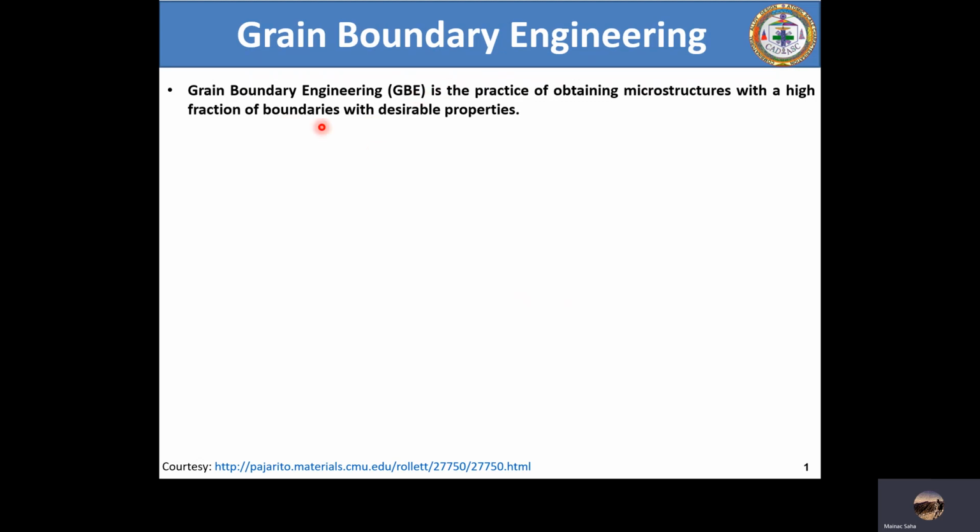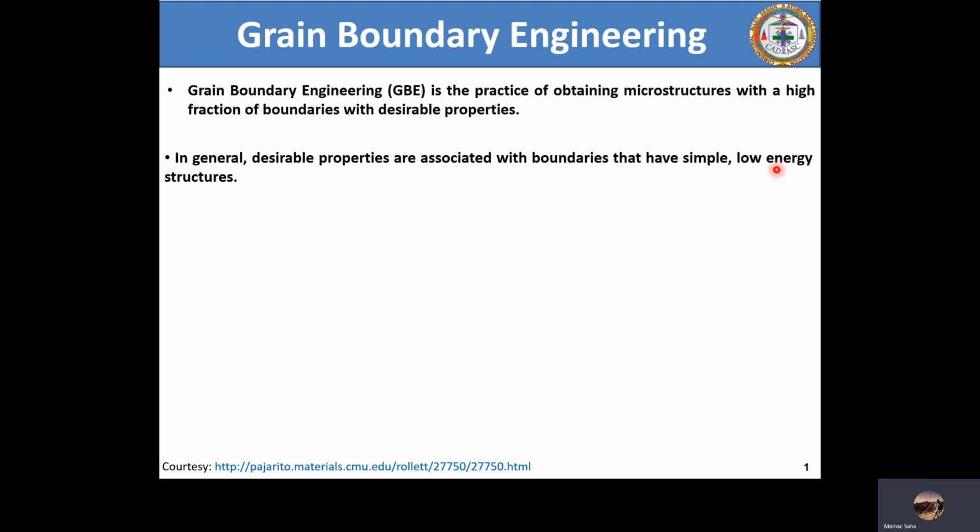Now, what do I mean by boundaries with desirable properties? In general, these properties are associated with boundaries which have simple low energy structures. We talk of this in case of high angle boundaries, because generally a microstructure will typically have a much higher fraction of high angle boundaries than low angle boundaries. So in the high angle regime, the points of local minima are those boundaries having low energy, and why they have low energy we discussed in one of the earlier sessions. It's because of the coincidence of the lattice points after regular intervals.